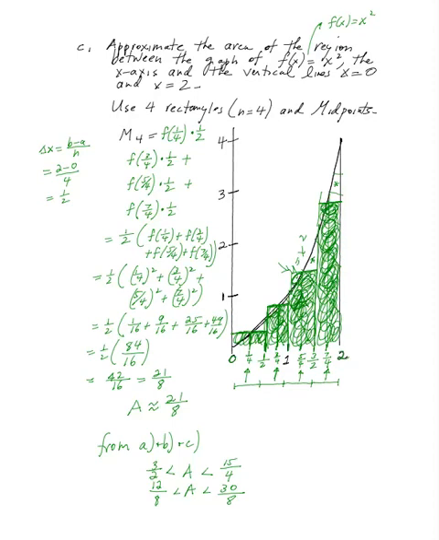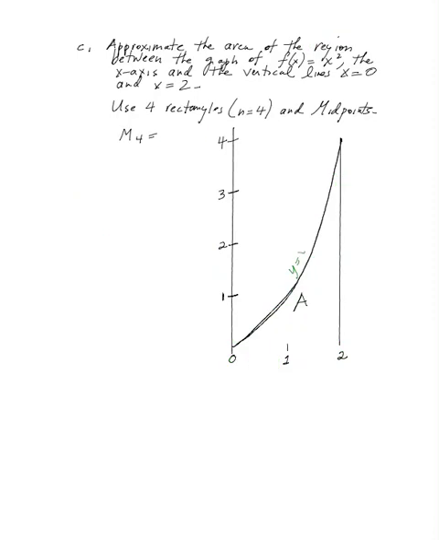Okay, same problem again. Approximate the area between the graph of y equals x squared, the x-axis, and the vertical lines x equals 0 and x equals 2. In other words, approximate this area, but this time we're asked to use 4 rectangles. We've used 4 rectangles before, but we're asked to use midpoints to get the heights of the rectangles. So your book is going to call this M sub 4, M for midpoint.